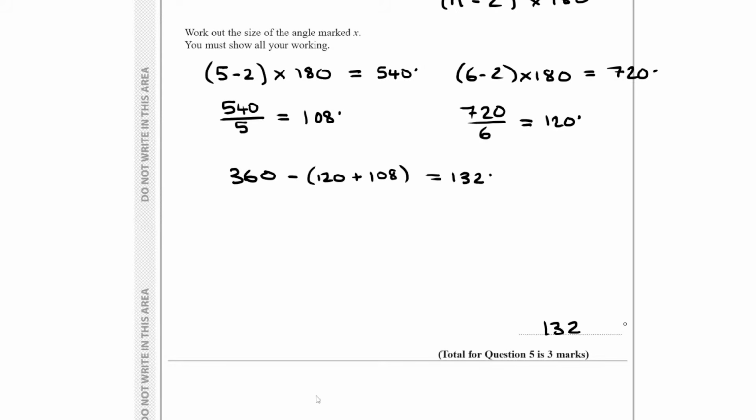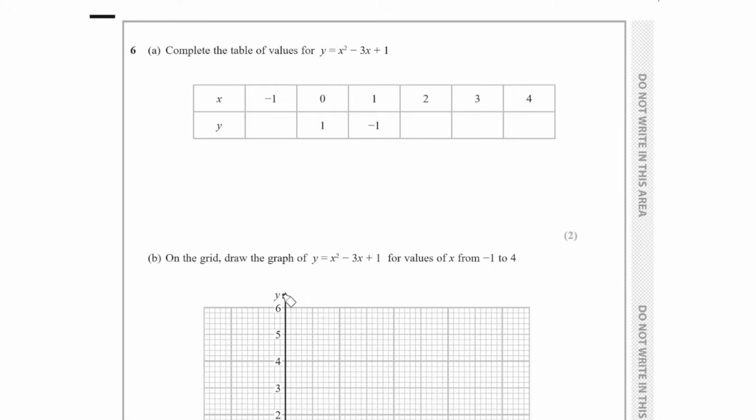Okay. Question number 6, we have part A, complete the table of values for y equals x squared minus 3x plus 1, so a quadratic. We've obviously got some here filled in for us. Because it's non-calculator, we are going to have to work it out. So effectively just substitute in these values of x. Now if we can find where the line of symmetry is, it might be a bit easier, but let's start with -1.